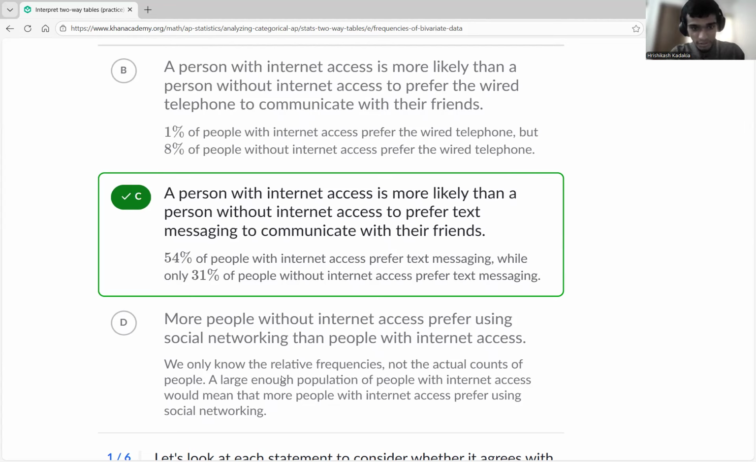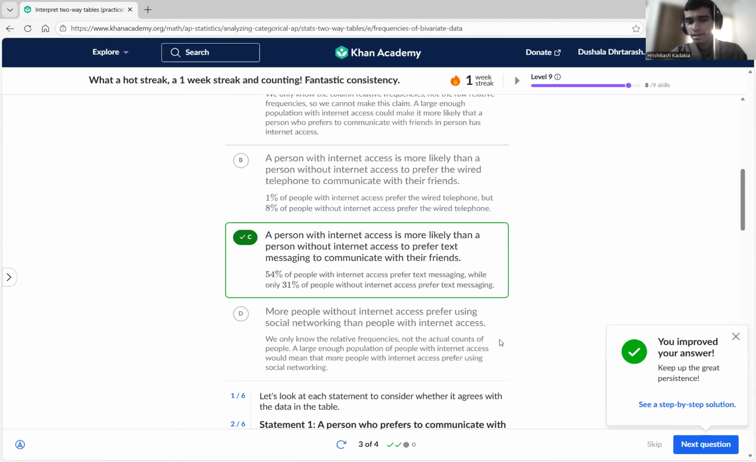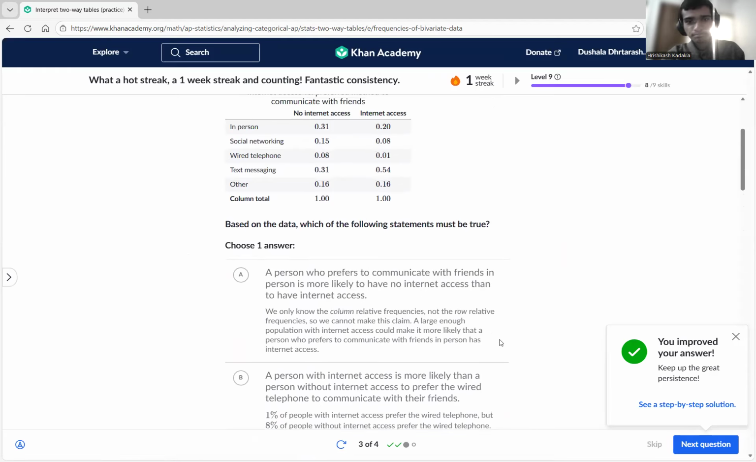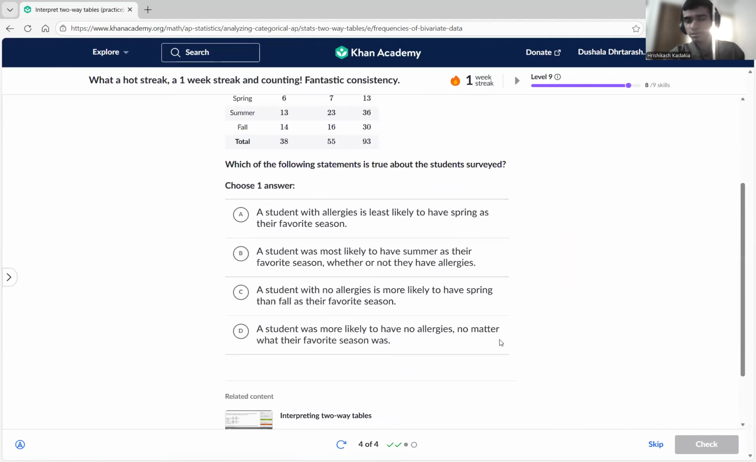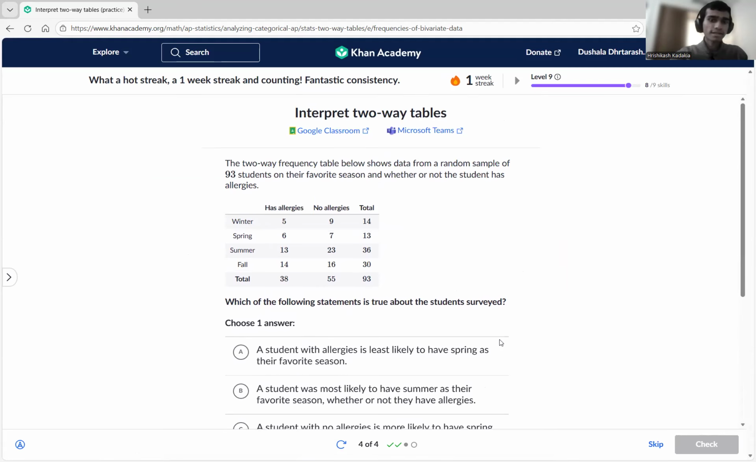They say here we only know the frequency, not the actual counts of people. So a large enough population of people with internet access would mean that more people with internet access prefer social networking. That way we can make a logical conclusion, because we don't know the number of people. It could be 200 for internet access and 100 for no internet access. So we don't know that part, and that's why we can't make a reasonable conclusion.